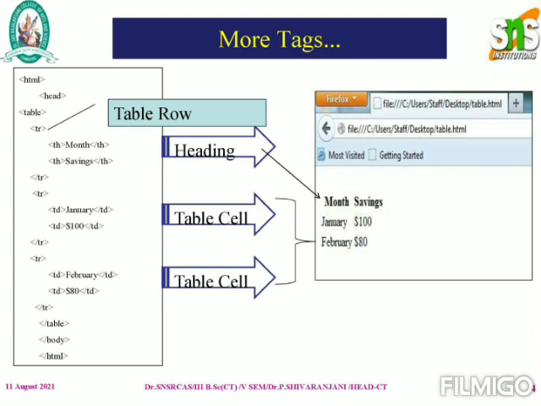For that I have used 3 rows. The first row is named as a table heading. Here in the example you can see that month and saving are the headings for the particular table. In the second row I have created 2 table cells: one is January and another is the saving amount of $100. In the third row I have created February with a saving of $50. So this is the table creation we have given.